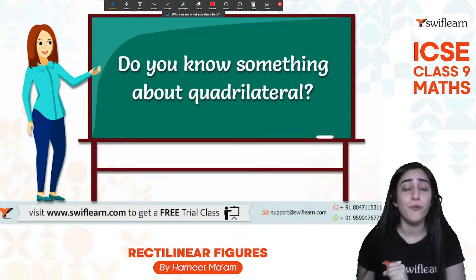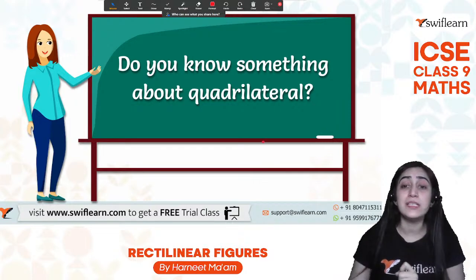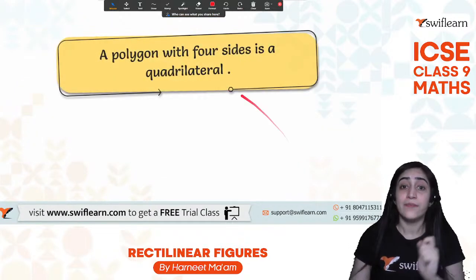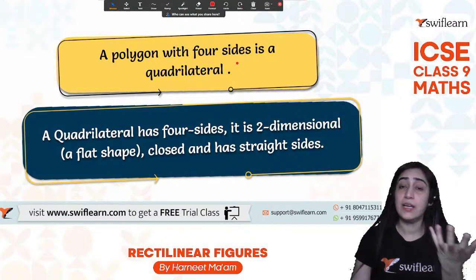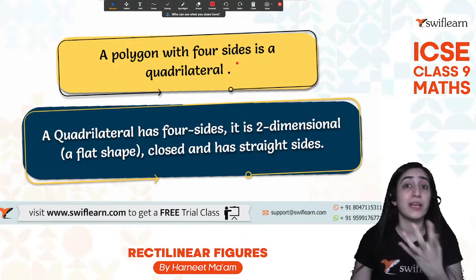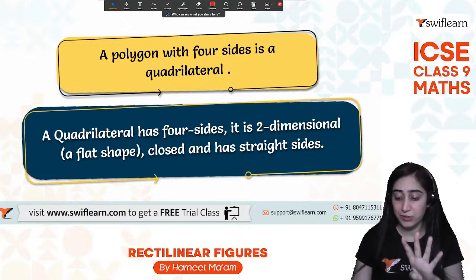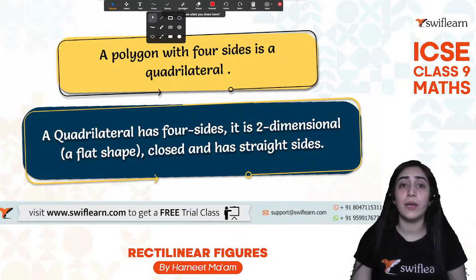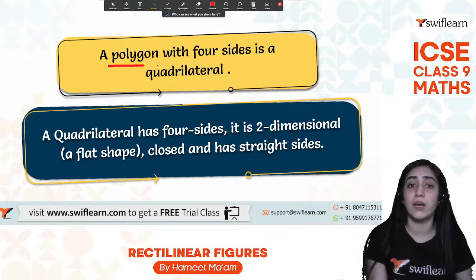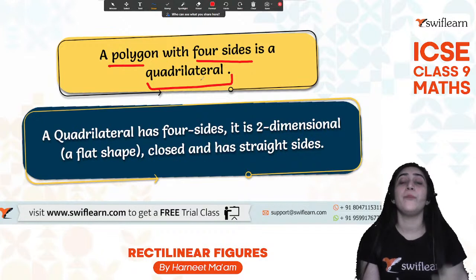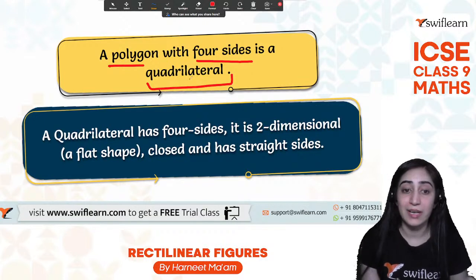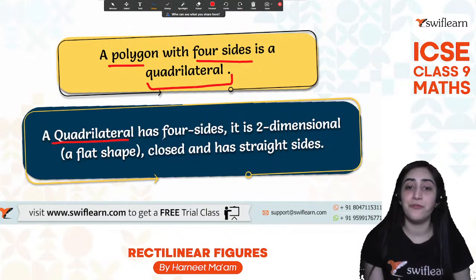But do they all fall in the category of quadrilaterals? Yes, they do, because the definition of a quadrilateral says that it should have 4 sides. So when we talk about a square, it's a quadrilateral. When we talk about a rectangle, it's a quadrilateral because it's a four-sided figure. So whenever a polygon has four sides, we call it a quadrilateral. A quadrilateral has four sides.